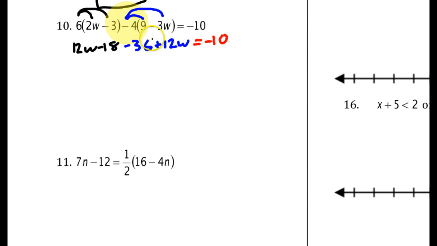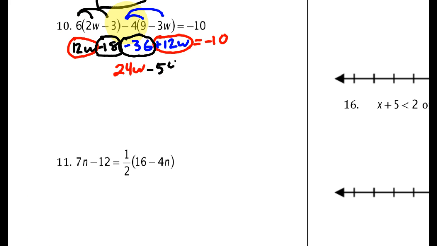So we have multiple variables and constants on one side. Before you do anything else, we want to combine these together. So I'm going to circle the variables and combine those together. Okay, so we have 12w, 12w, that's 24w, 12 as well as 24. And then for the constants, we'll have negative 18, and negative 36. So negative 18 minus 36 is negative 54. Bring down the equals negative 10.